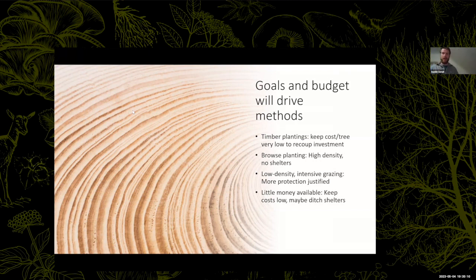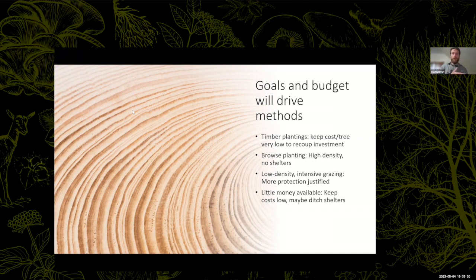If you're doing a browse planting where you want a really high density of trees, forget the shelters, forget everything that I just showed you. If you want to do browse, you'll want to plant your trees really, really close, and it doesn't make sense to put shelters on them because the cost of it would just be astronomical.